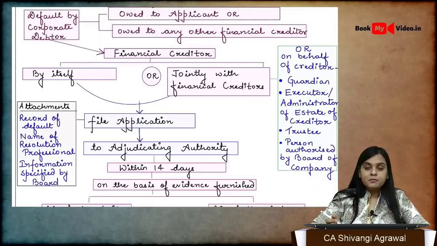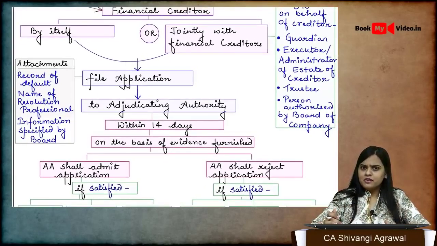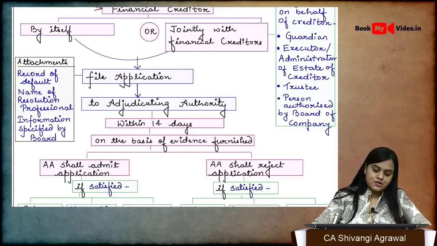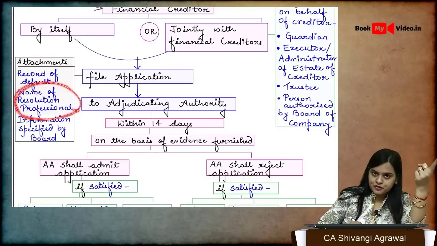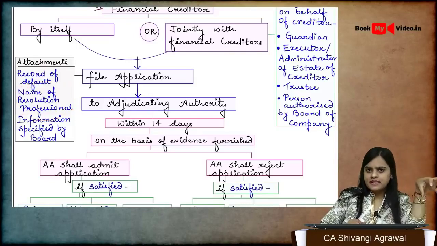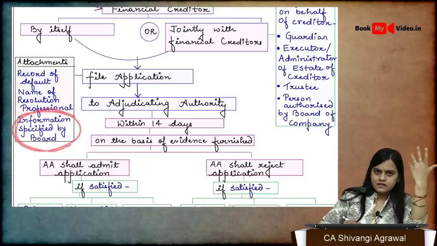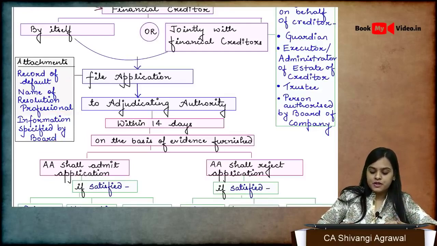Likewise, if a financial creditor makes an application to the adjudicating authority stating that somebody has defaulted in repayment, the authority might not believe it, but if they attach that extract from the information utility, they have to believe it, right? So they file an application along with the record of default. They suggest the name of a resolution professional, so out of that list, they can select one resolution professional, and any other information which is specified by the Board. Board here means IBBI. Okay, so they file an application to the adjudicating authority.